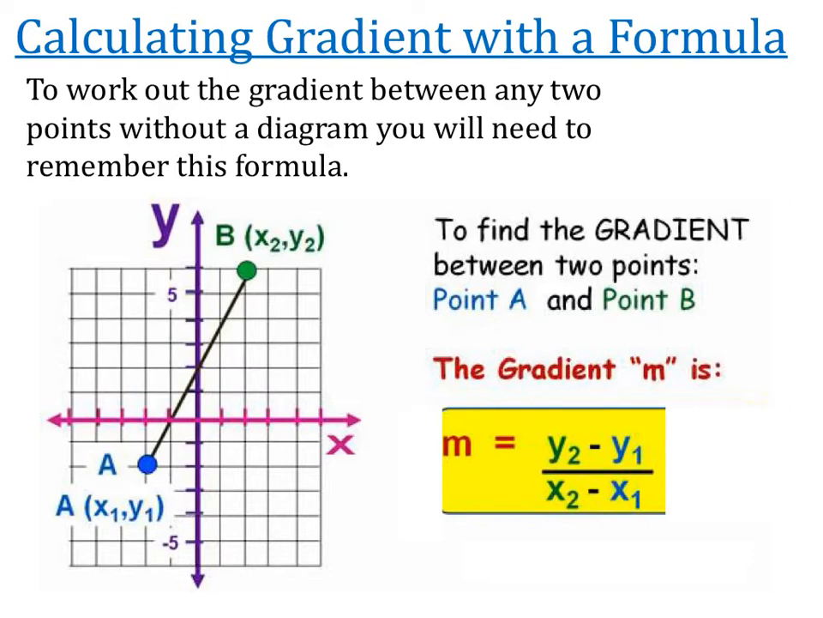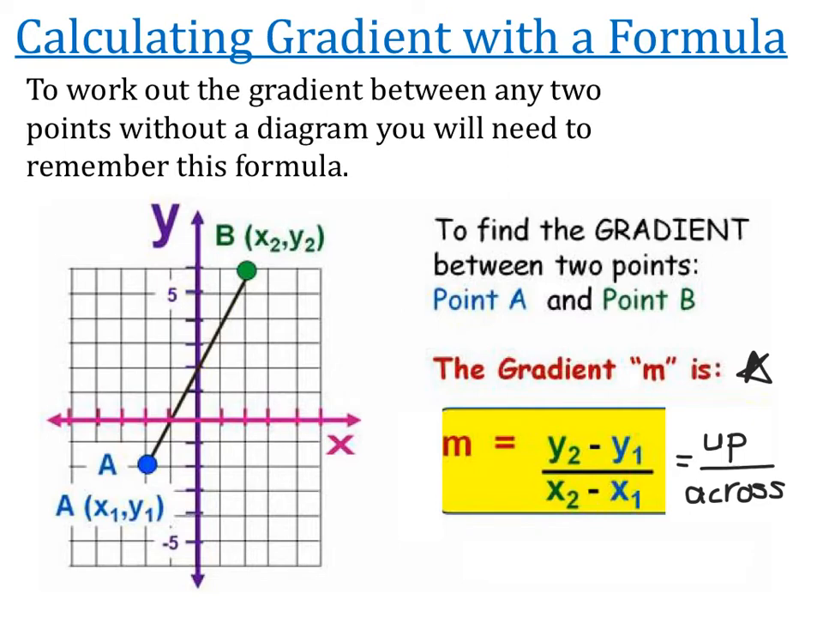So the gradient, I'm skipping down here now. The gradient, which we call the letter m, is given by the formula m, the gradient, is equal to y2 minus y1 divided by x2 minus x1. So all that that's doing is it's subtracting the y values of the coordinates, and then it's dividing by the x values of the coordinates. And the y values tell you how much you go up, and the x values tell you how much you go across. So it's everything that we've been doing up until now.